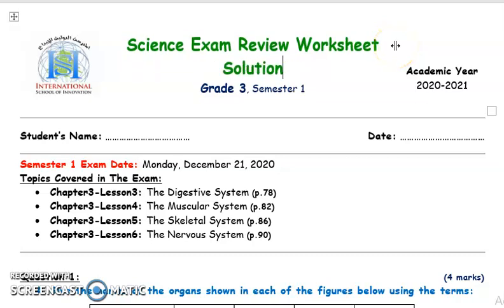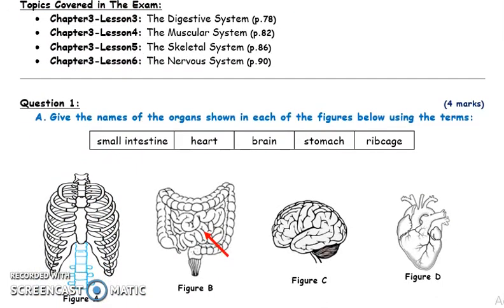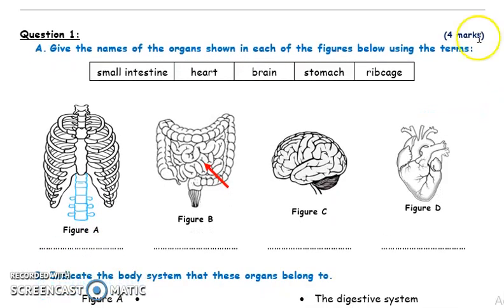In this worksheet, I will be reading the questions, answering them, and explaining the answers. Let me start with question number 1. Give the names of the organs shown in the figures. We have 4 different figures with 5 different names.